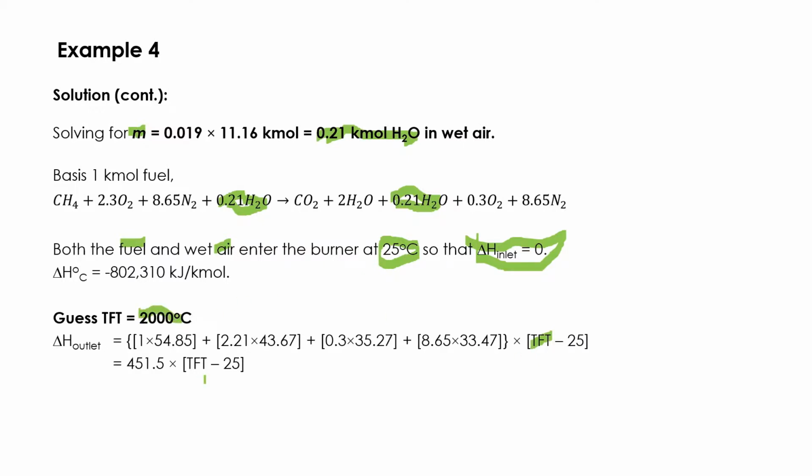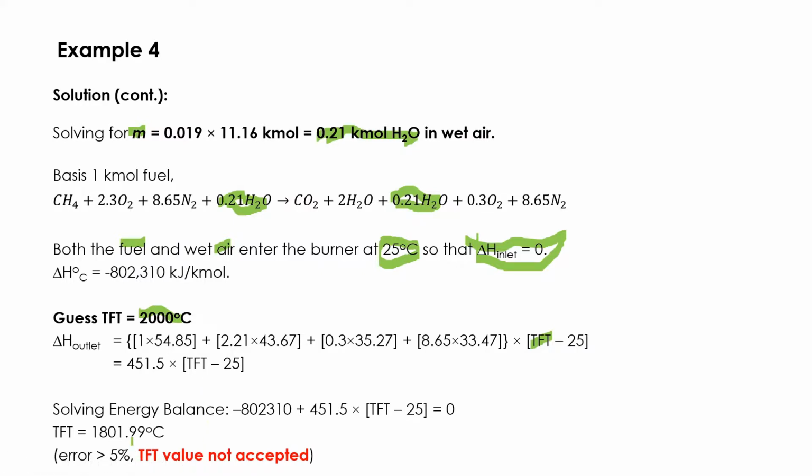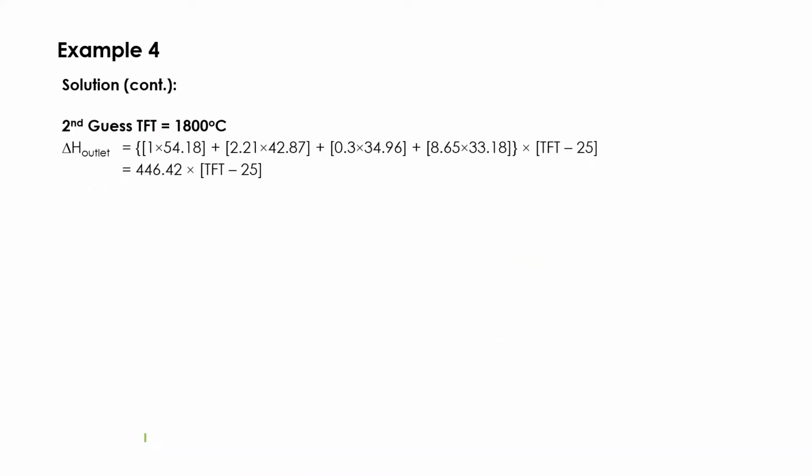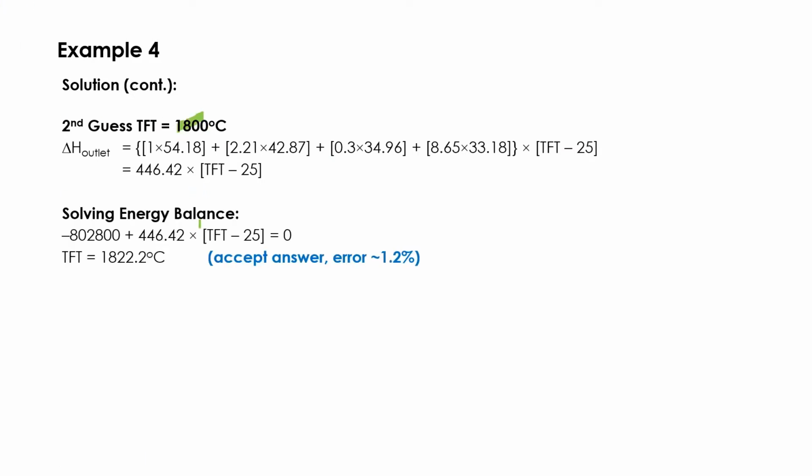We bring it into the equation. If you guess 2000 and bring in all of these CP values from the table at a temperature of 2000, you find that the outcome is too small. So we need to guess a little bit lower. In that case, let's guess 1800. If you guess 1800, you will find that your outcome is 1822. This error is less than 5%, so it is acceptable.